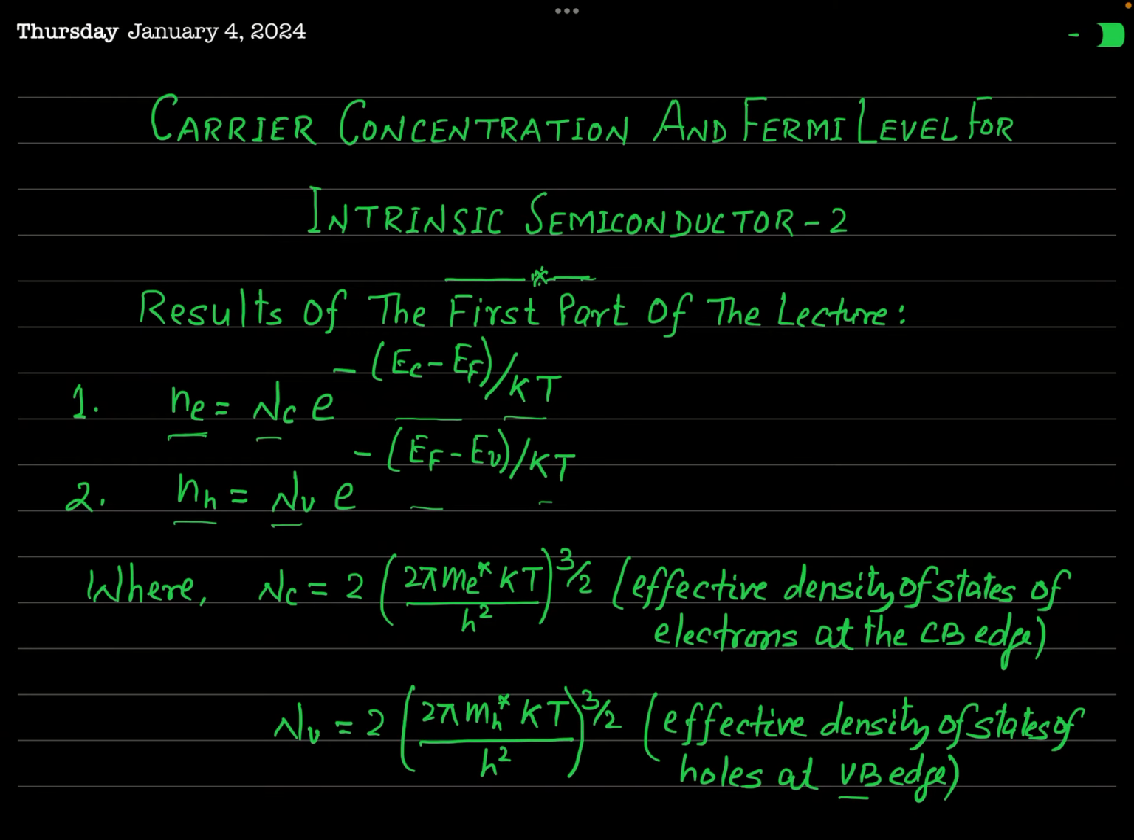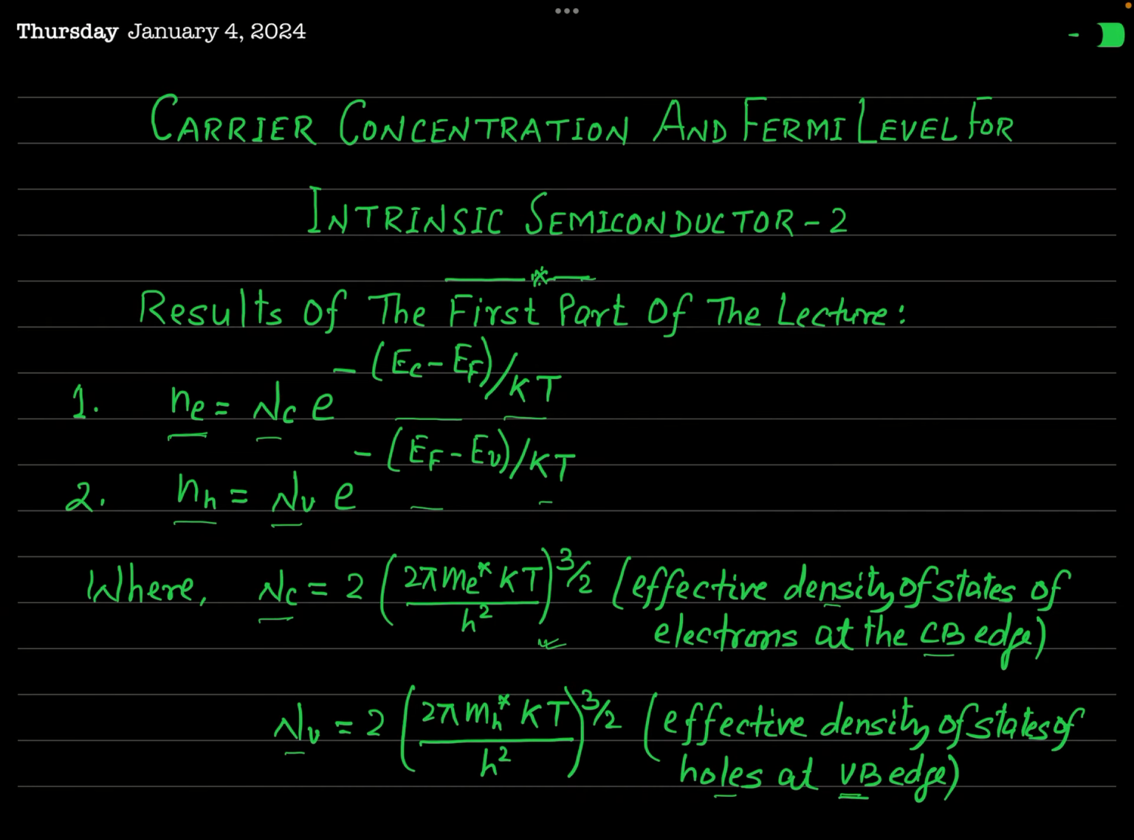Actually here, what is this Nc? You have learned that this Nc is called the effective density of states of electrons at the conduction band edge, and this Nv is known as the effective density of states of holes at the valence band edge. The expressions for Nc and Nv you can see here, which we learned in the previous lecture.